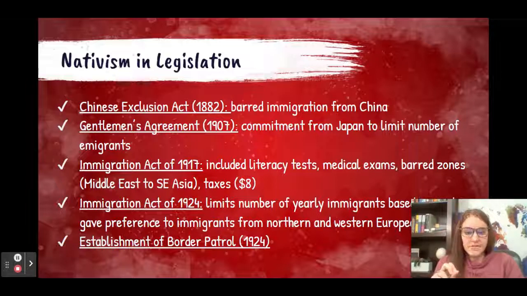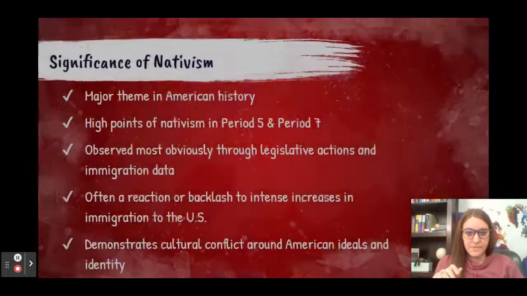The Immigration Act of 1924 is going to implement quotas. So it's going to set a certain percentage on the number of immigrants from each country. And it's going to have preferential amounts for Northern and Western Europe. And then we also see in that same year the establishment of the Border Patrol. So these are all things you may come across in the APUSH curriculum and are all examples of nativism.